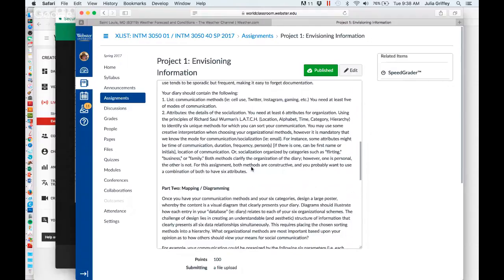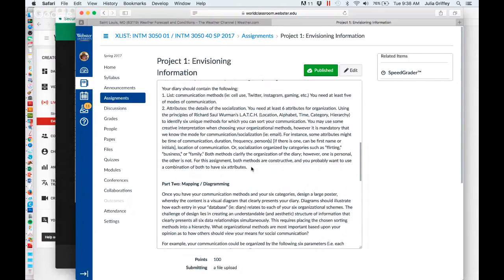Your communication method. Is it cell use, Twitter, Instagram, gaming, etc.? You need at least 5 modes of communication. Attributes, the details of the socialization. You need at least 6 attributes for organization.